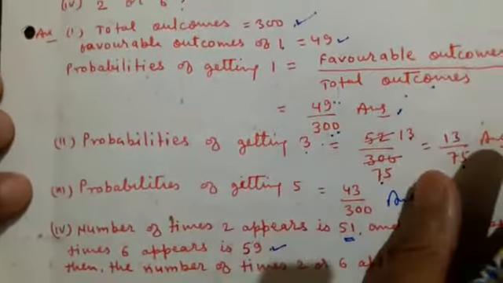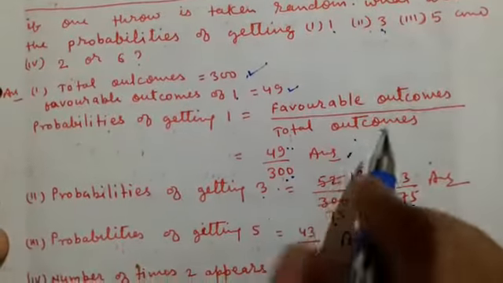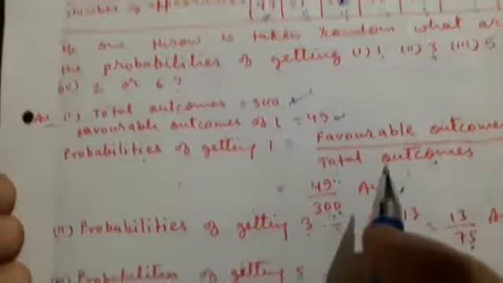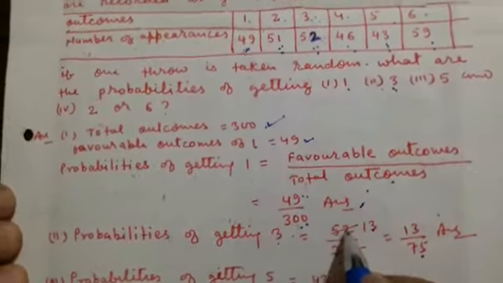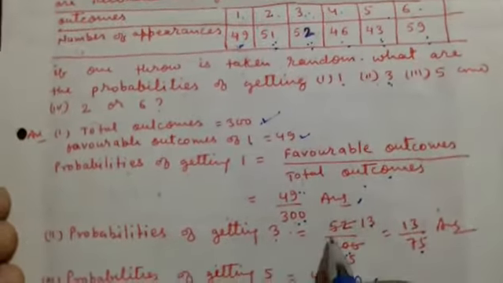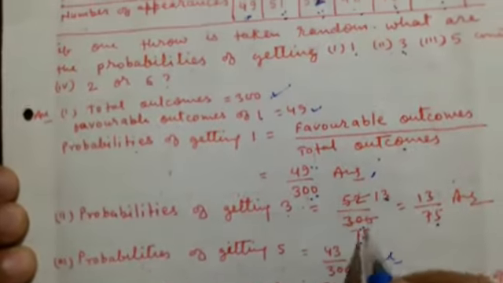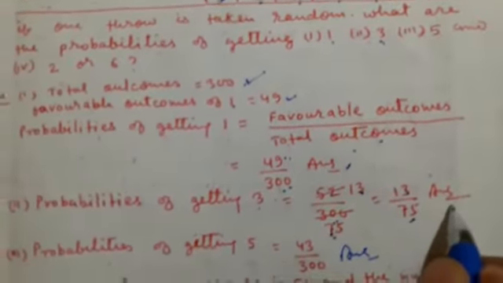Second part, probability of getting 3 is equal to favorable outcomes of 3. What is the favorable outcomes of 3? That is 52 upon 300. Now let us divide both the numerator and denominator by 4. 4 13s are 52 and 4 75s are 300. So 13 by 75 will be our answer.